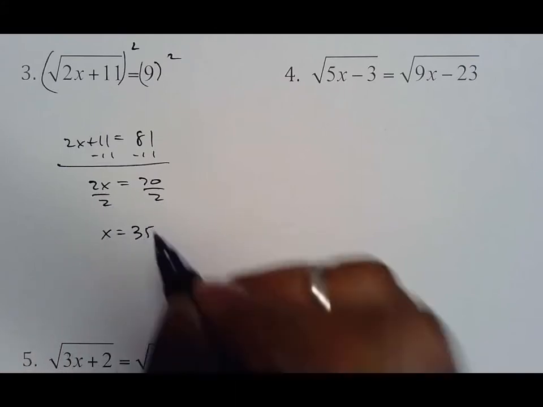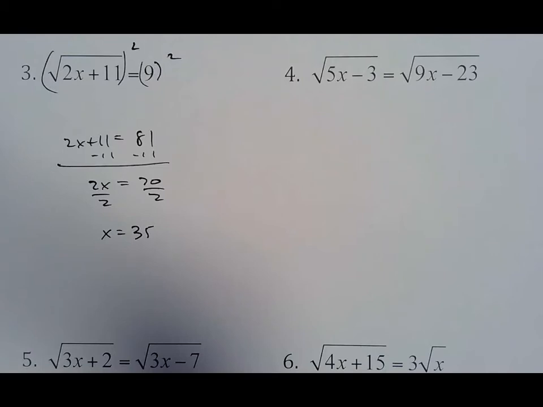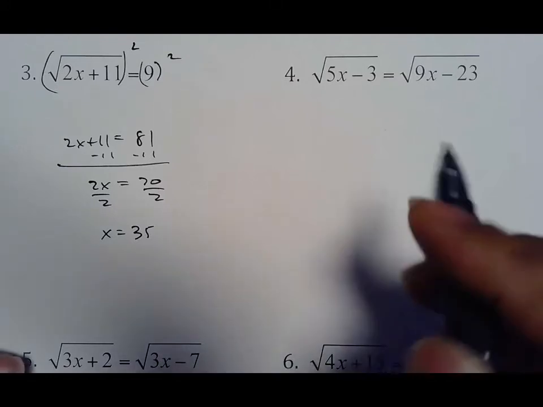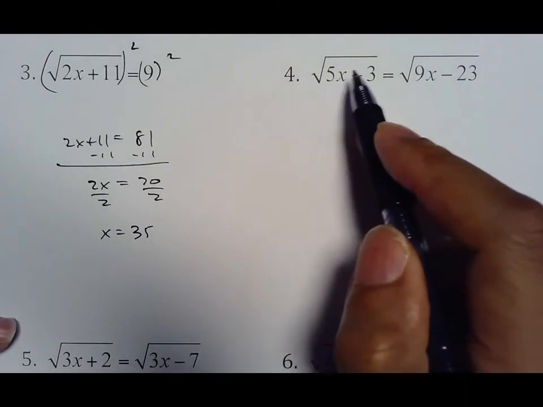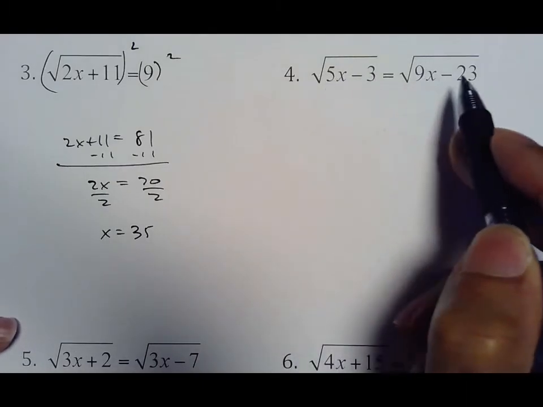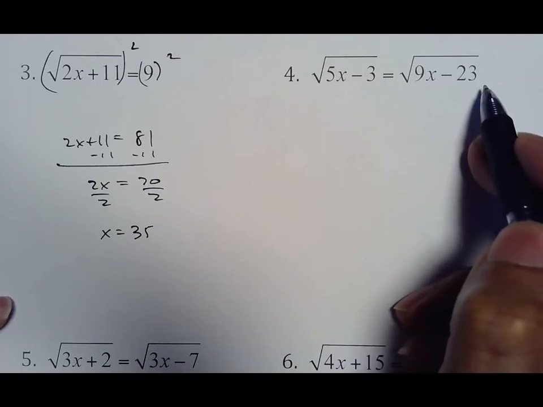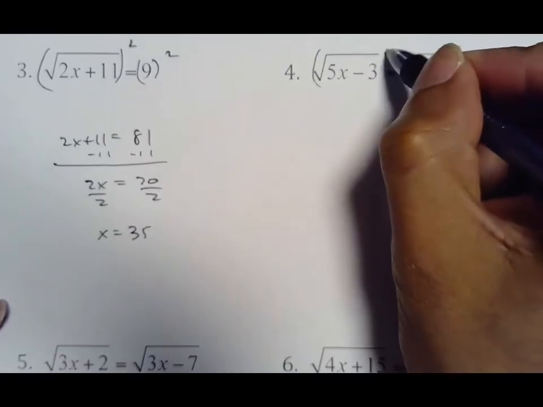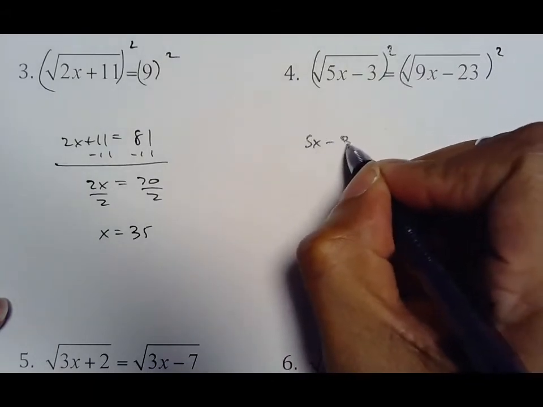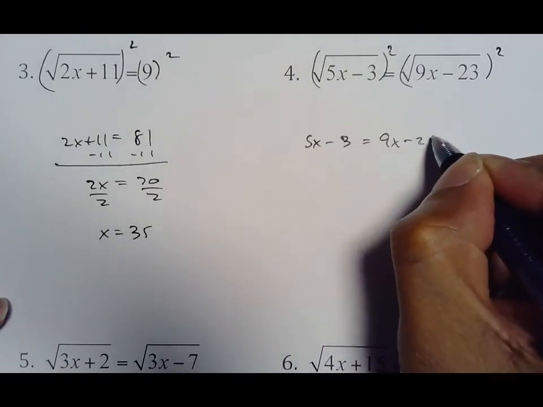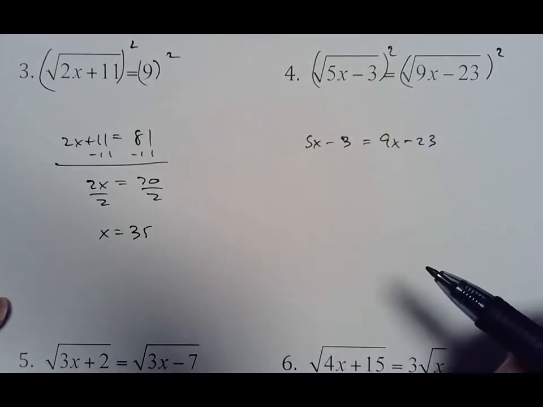So again, the basic thing that you're trying to get used to in this lesson is making sure you know how to deal with the order of what's going to get moved. In this one, it's actually much easier than it looks, because if you think about it, I can't touch the 5, I can't touch the 3, I can't touch the 9, I can't touch the 23. The only thing I can honestly do is get rid of the root. But once I square both sides, what comes down is just 5x minus 3 equals 9x minus 23, which is really just what's underneath anyway.